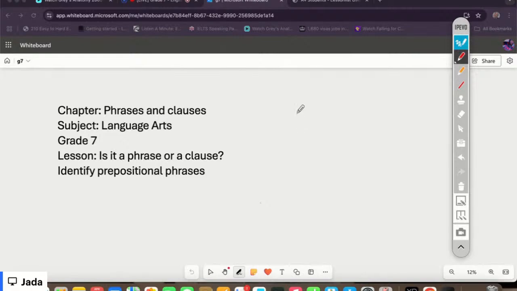First, you have to log in using aplusstudent.com. Click on your name, move on to language at grade 7. The chapter is phrases and clauses, and the lesson will be "Is it a phrase or clause?" Identify prepositional phrases.